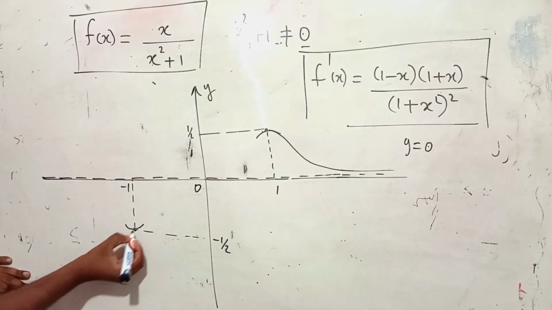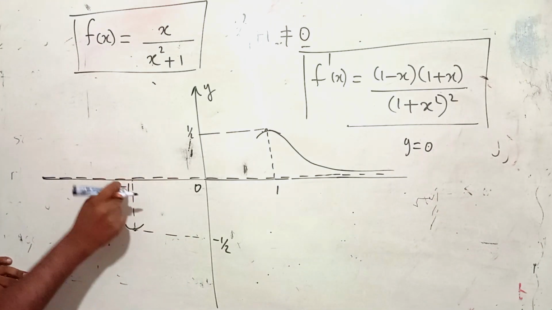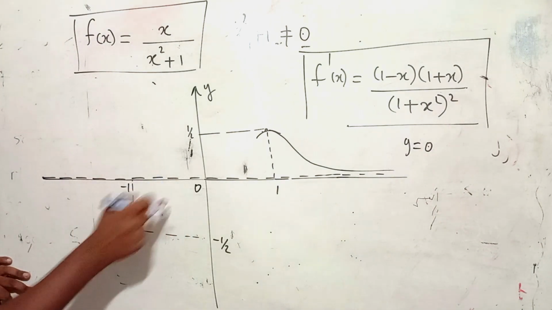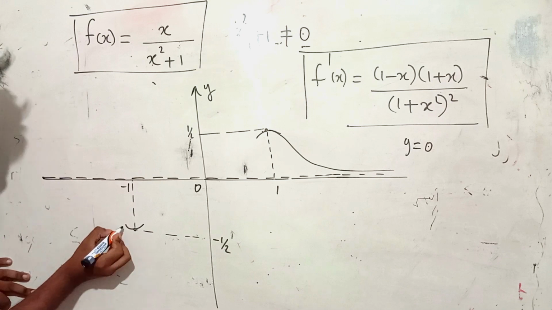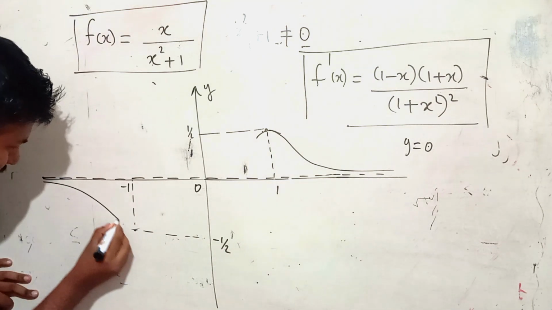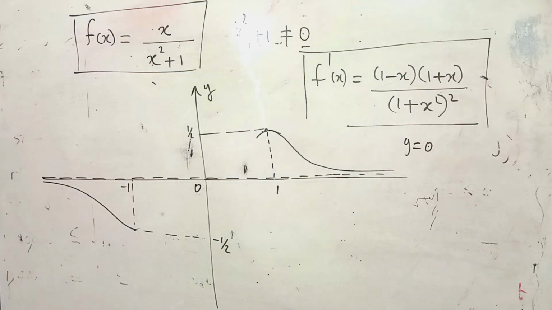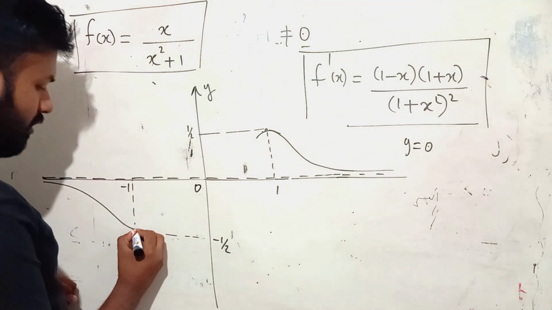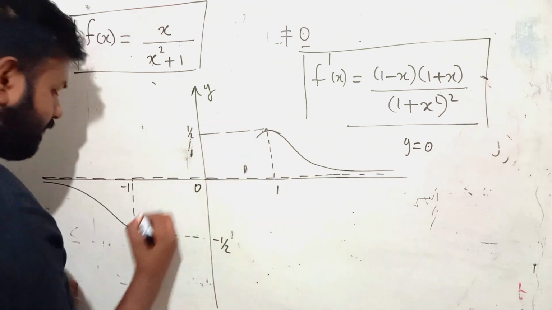Here, when x passes this minus one mark, when x decreases, the graph reaches the asymptote. The graph will go on like this. So you have to connect these two.